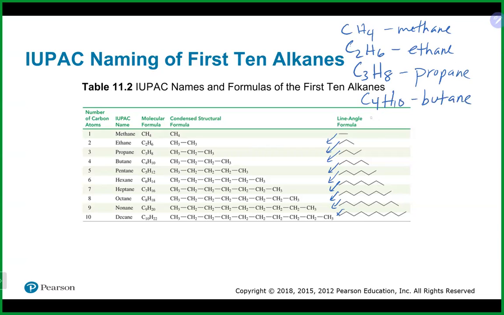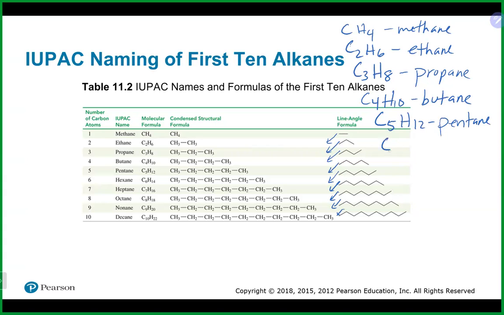And right around 5 carbons, we roll into our prefixes, like we use when we're doing type 3 compounds. 5 is penta, so this is pentane.